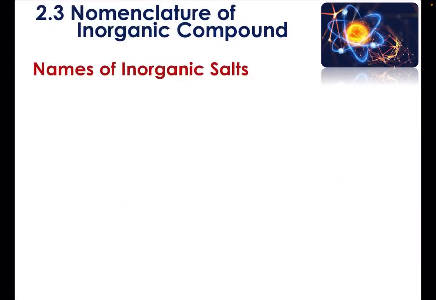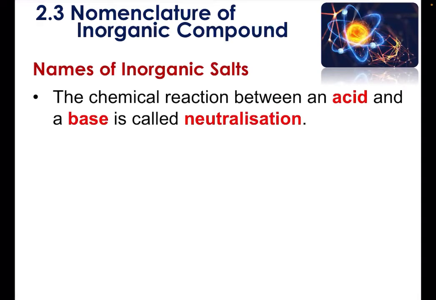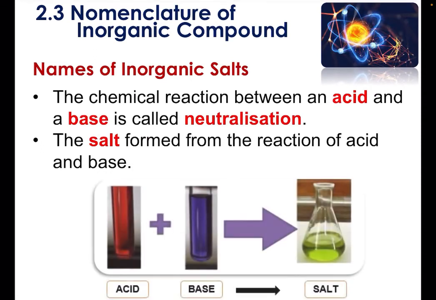So let's go to the next part, where you want to give the name for inorganic salts. So just now we've learned about inorganic compounds, but now more specifically about salt. So how can salt happen? Salt is formed when you do the neutralization between acid and base. For example, I got acid, my red color solution, and I got base, my purple color solution. When I mix them together, they do the neutralization and I will get my yellow liquid salt.